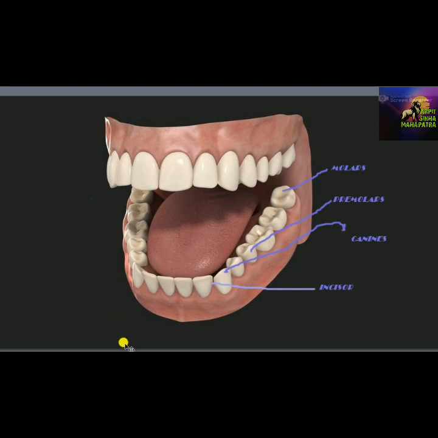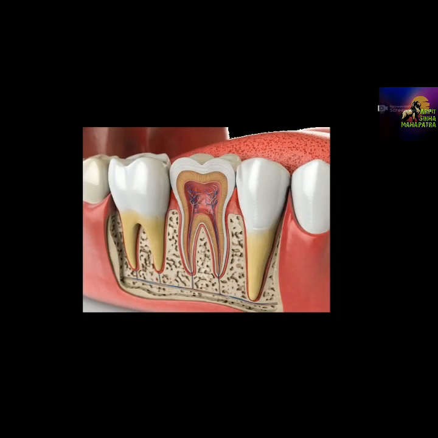Now we will discuss one more topic, and this topic is named the structure of the human tooth. So let's start. Like the diagram of all types of human teeth, you can notice that there is a diagram of the structure of a human tooth. This is the internal part of the human tooth.